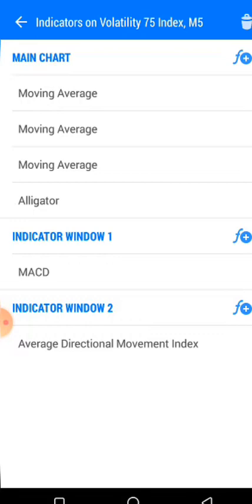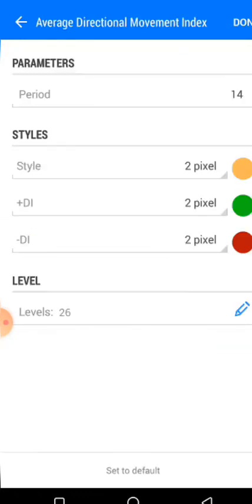Some people don't know the ADX. The full name is the Average Directional Movement Index. The setting is period 14. Then style should be 2 pixel. I'm using gold. Then plus DI is 2 pixel green. Minus DI is 2 pixel also, and I'm using red. Then the level is 26. Plus DI is a buy signal, while minus DI is a sell signal. Done.